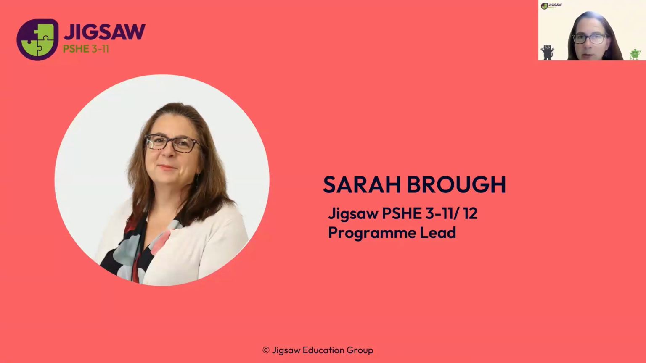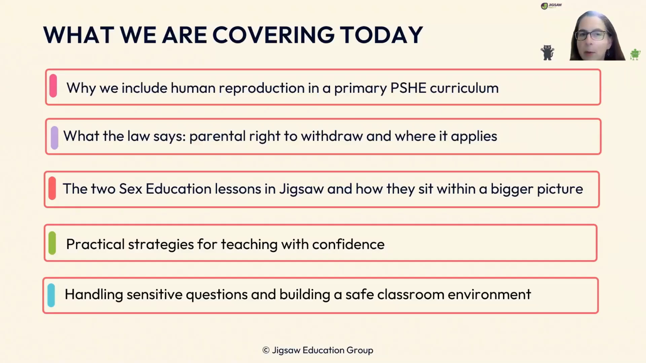But what we're going to do today, we're going to look at why we include human reproduction in our primary curriculum. We're going to look a little bit about the law across the UK, look specifically at where the sex education lessons are and what's in them as far as possible, so you're then confident to go back and really look at those in detail in the context of your school. And then a little bit about practical teaching strategies and sensitive questions as well. I know we didn't cover very much of that in the previous two, so we're going to do a little bit more on that today.